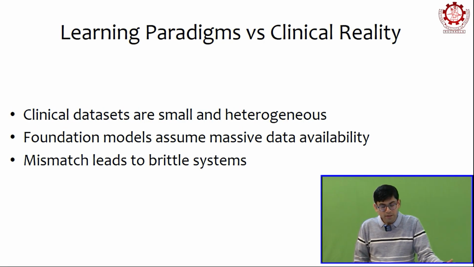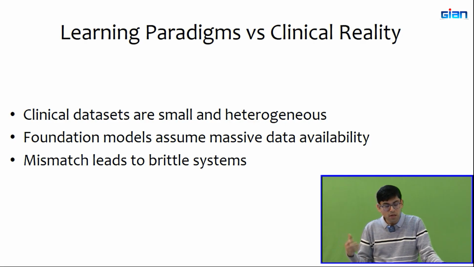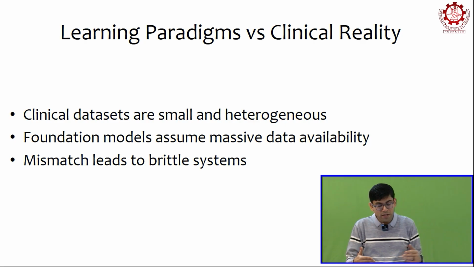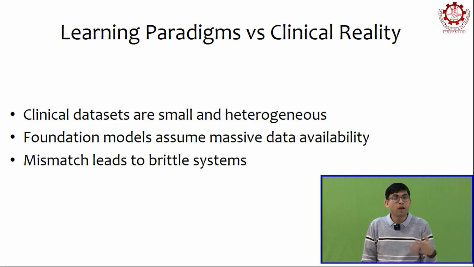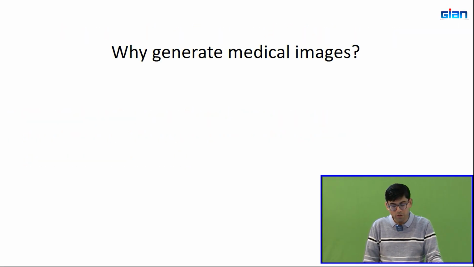So clinical data sets are small and heterogeneous, like we saw. Foundation models assume massive data availability, so that's why these models are good, let's say, feature embedders. But this mismatch can lead to brittle systems, and that's why we have to do this fine-tuning, these active learning sorts of settings. We have to deploy them in these settings so that they keep getting better.